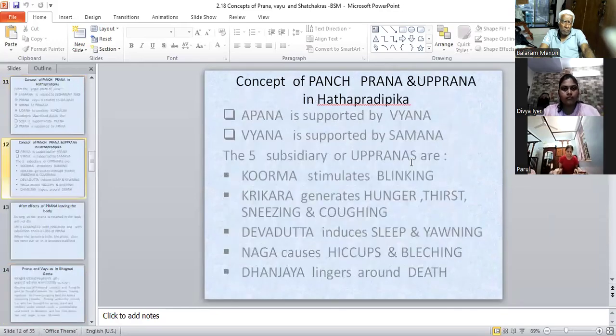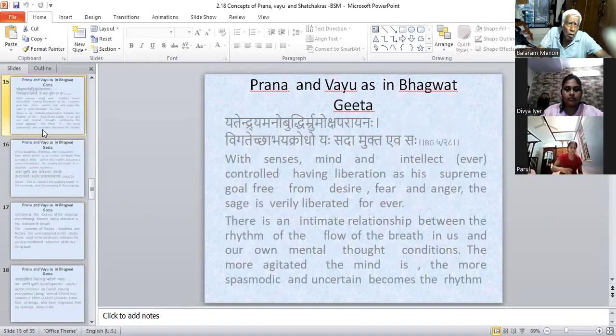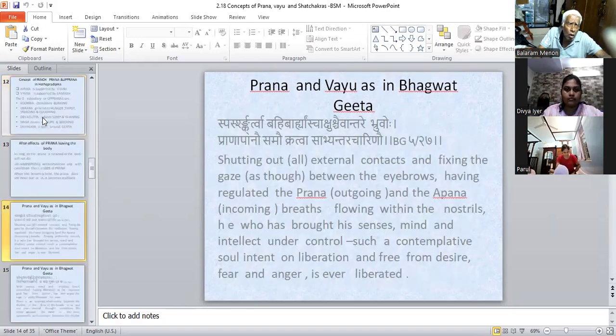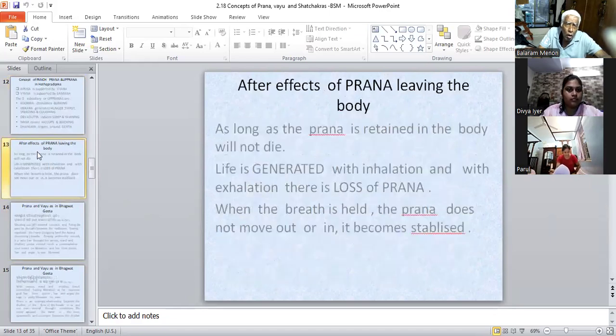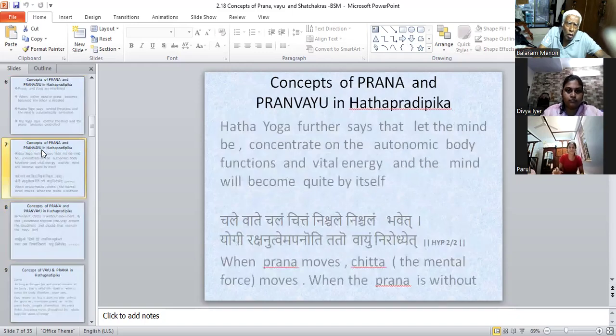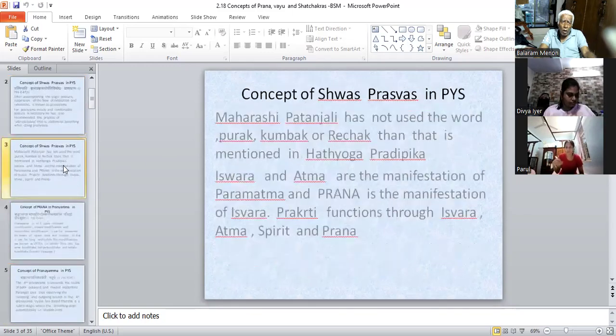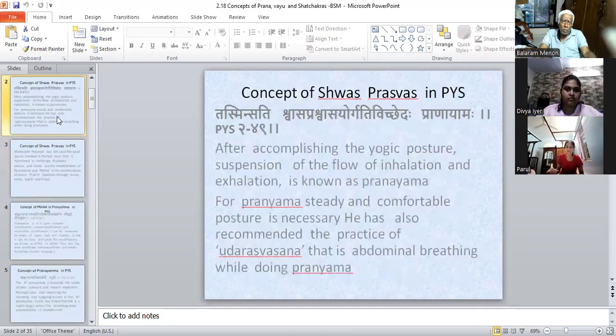We have finished up to slide number 16, if I am not mistaken. Correct, no? So we have to start with upa pranas. Prana and Vayu in Bhagavad Gita, no? Yeah, I think we have stopped here. Correct? So, upa prana, pancha upa prana you told us last time. We will start from there. Pancha Prashwas.